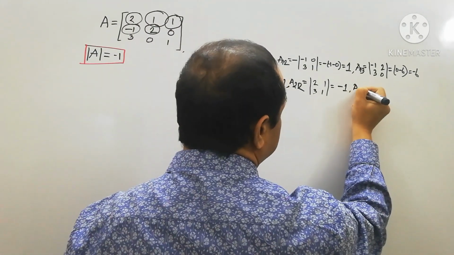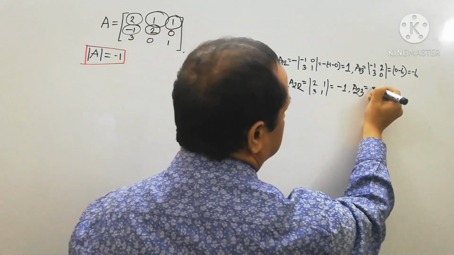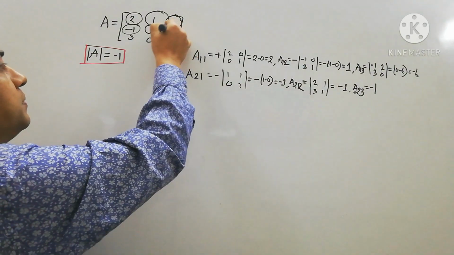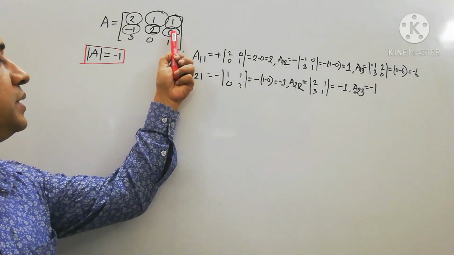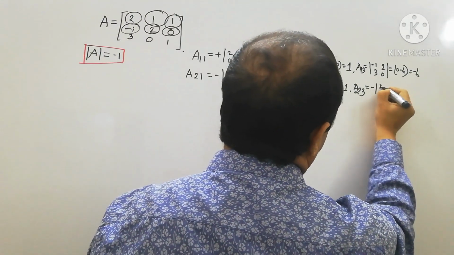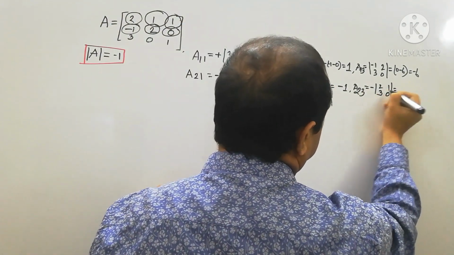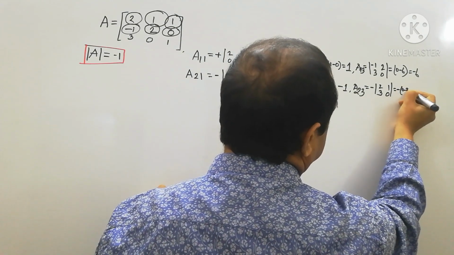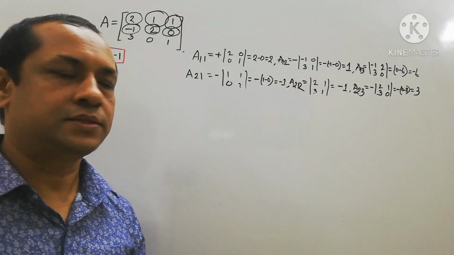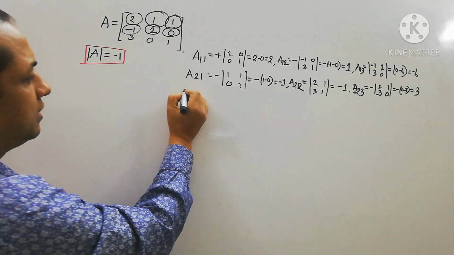And the last one in this row, A23. Here 2 plus 3 is an odd number, so the cofactor is negative. Now we have the rest of the numbers. Position of 0 is second row and third column. So the rest of the entries are 2, 3, 1, 0. So students, here minus 0 minus 3 equals 3, since minus times minus is plus.